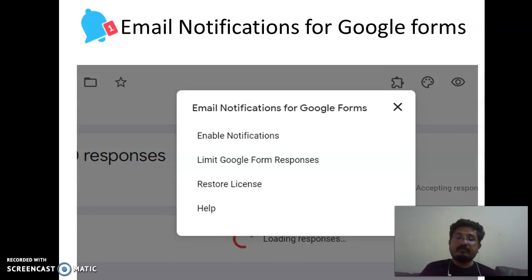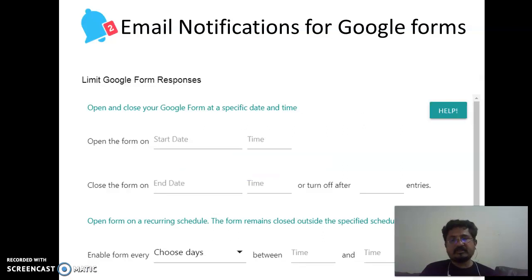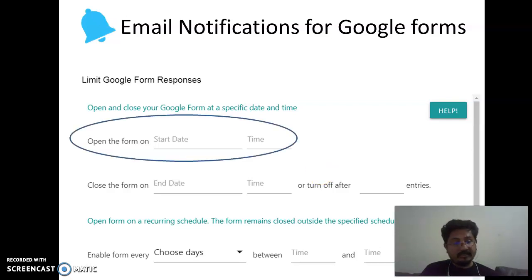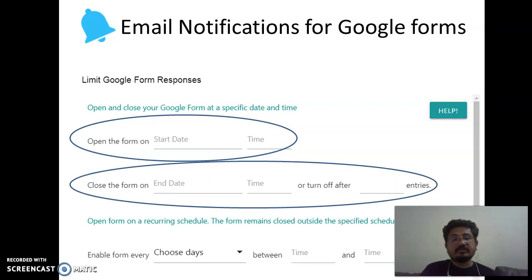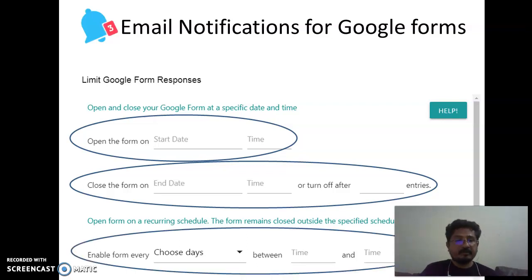This version, if you are using free, then simply use limit Google Form responses. Click on this, you will find this option where you can open your quiz, like open the form on date and time both, as well as close the form on time and date both. And if you wish to close it on the basis of your number of entries, 100 entries, first 50 entries, then you can mention the number of entries there.